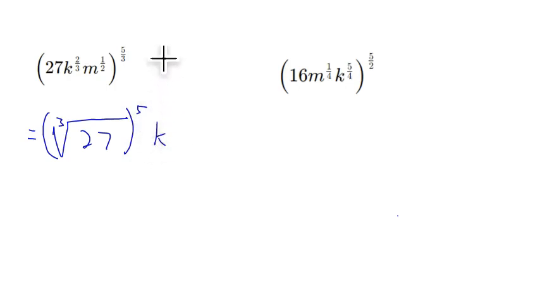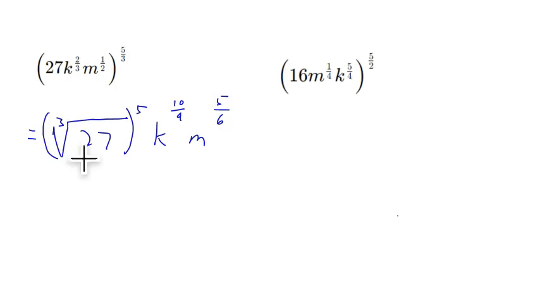All right, let's multiply our exponents here. 2/3 times 5/3. We multiply across the top and bottom and get 10/9. 2 times 5 is 10. 3 times 3 is 9. Multiplying across the top and bottom for the exponents with the m. 1 times 5 is 5. And 2 times 3 is 6. So m to the 5/6 power.